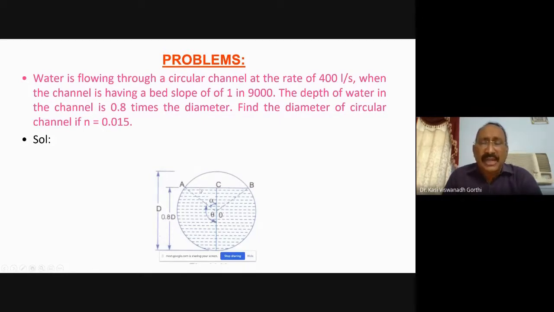In this triangle, you may see the included angle alpha is with respect to OC. OA or OB would be equal to the radius D by 2 of the circular channel. And AB is the top width.